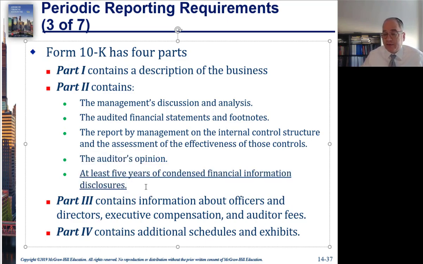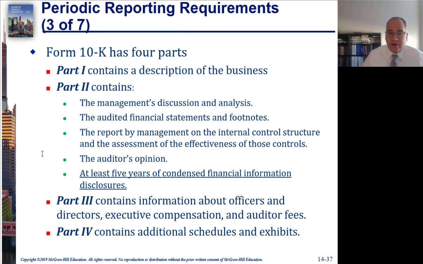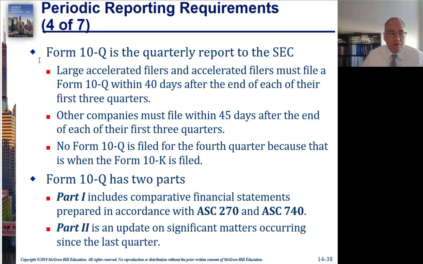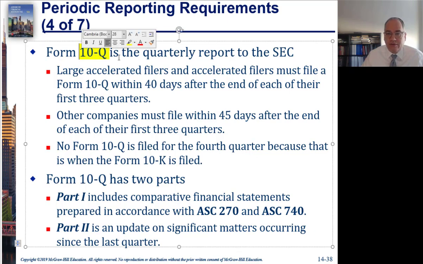Part 3 has information about who the officers and directors are, executive compensation, and the auditor fees. And Part 4 has additional schedules and exhibits. So this is the Form 10K. The second form, Form 10Q, is a quarterly report, which we talked about quarterly reports in the last chapter.